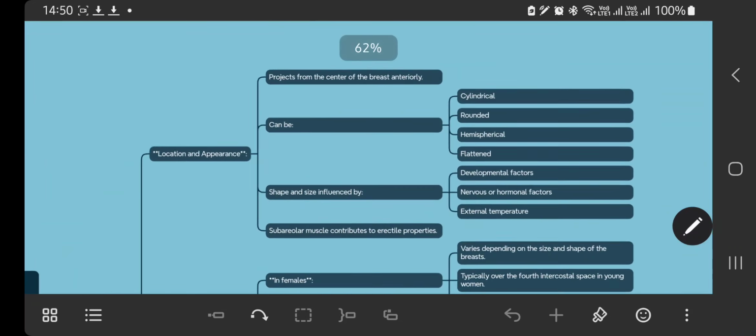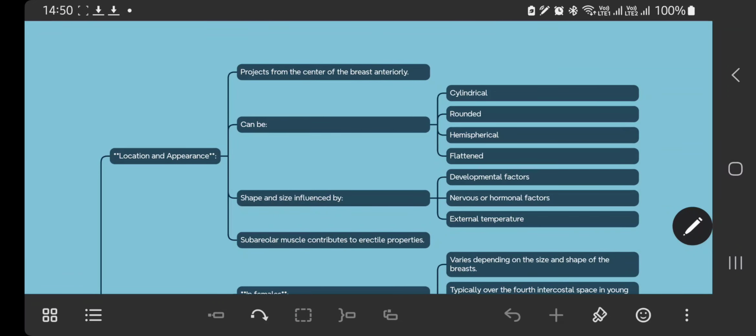Regarding the nipple, its location and its appearance. It projects from the center of the breast anteriorly, and it can be cylindrical, rounded, hemispherical, or flattened.